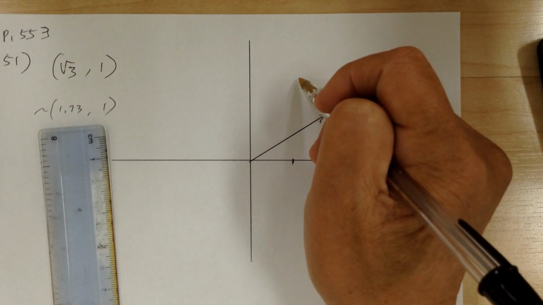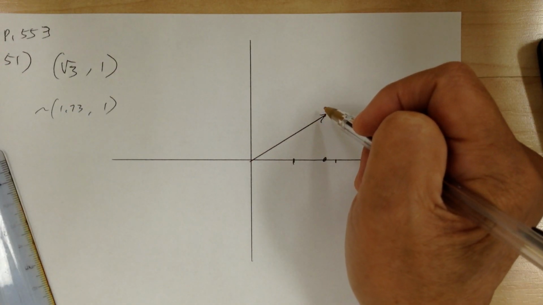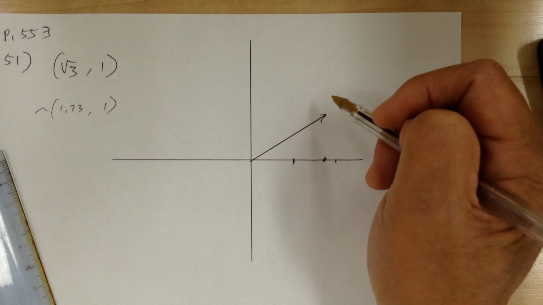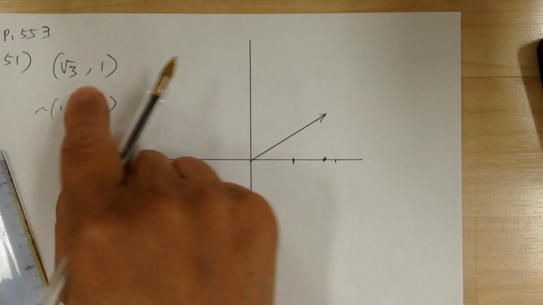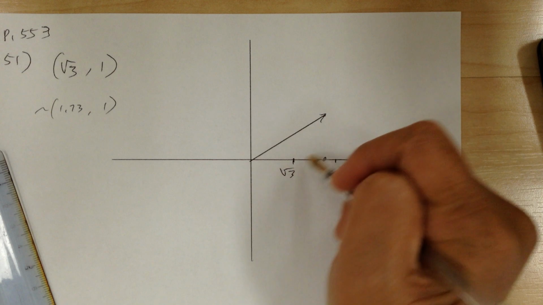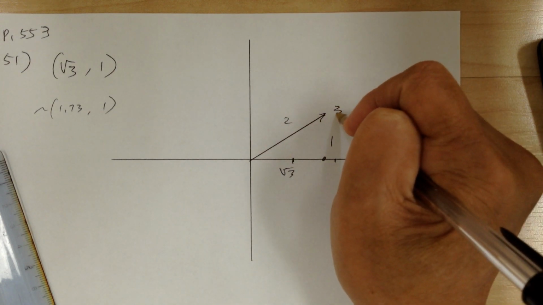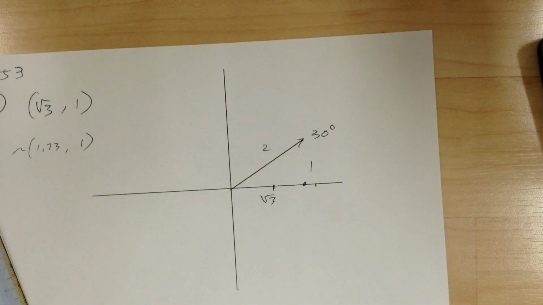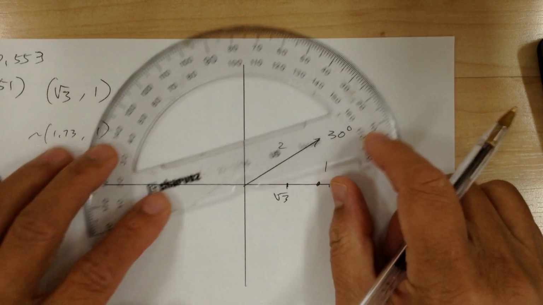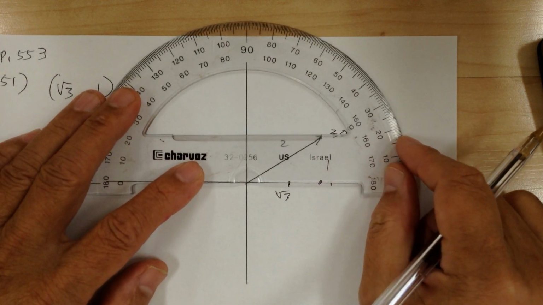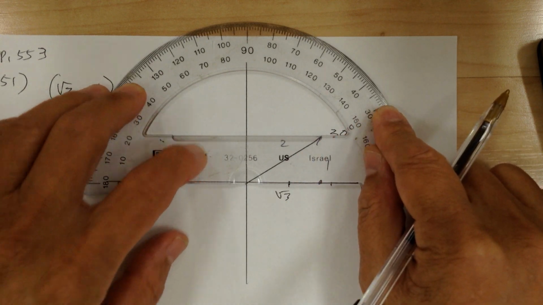Okay, so again, it's going to be close to about 30 degrees. And if you notice that this is a special triangle, square root of 3, 1, so this would be 2. So that's your 30, 60 special triangle if you didn't recognize that. But if you draw it out and use your protractor, that's what you're going to get, 30 degrees. Okay?